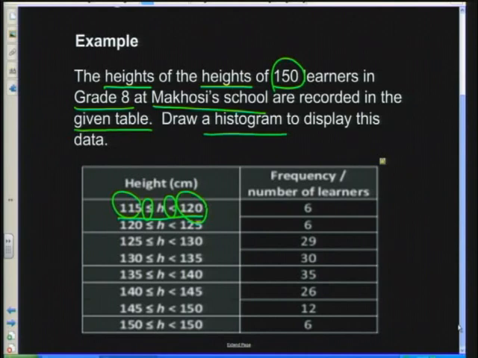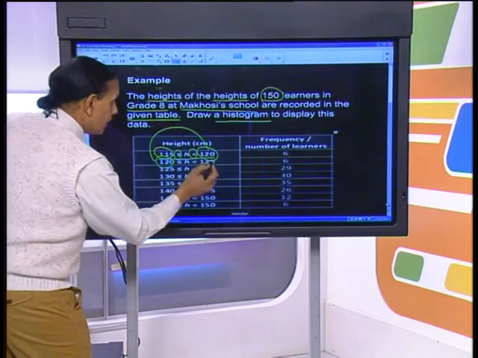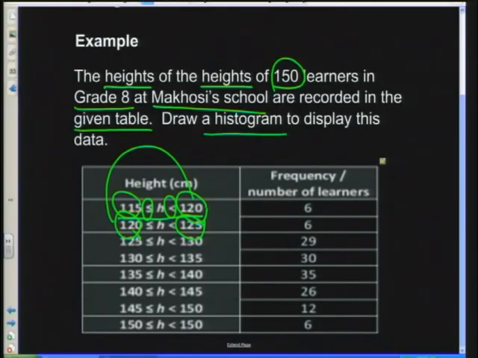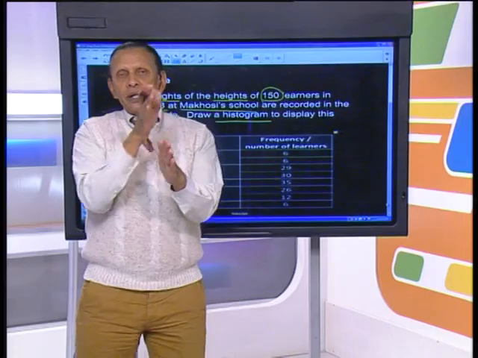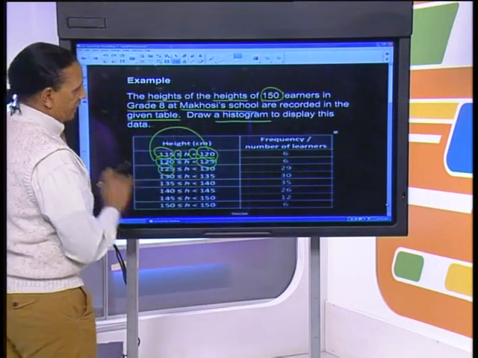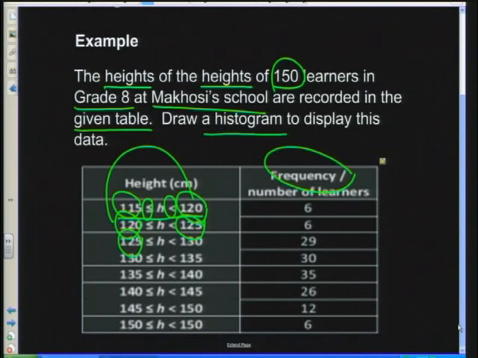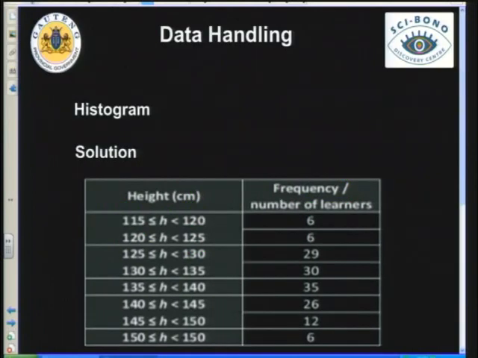Then in the next row, you start with the 120. So there's a continuous flow. There's no gaps. Can you see? If you end with 120, you start with 120 again, and if you end with 125, you start with 125. So you can see, guys, there's a continuous flow. There's no gaps in between. Are we okay with that? Frequency is how many times. So with the first one here, there are six learners. Can you see? All right, so let's go to the next page now.